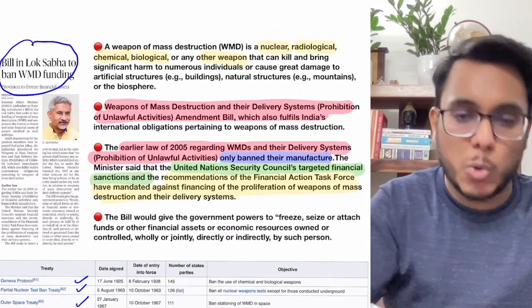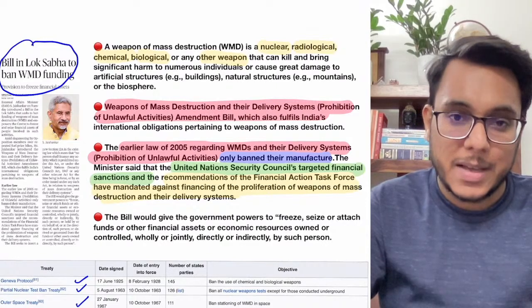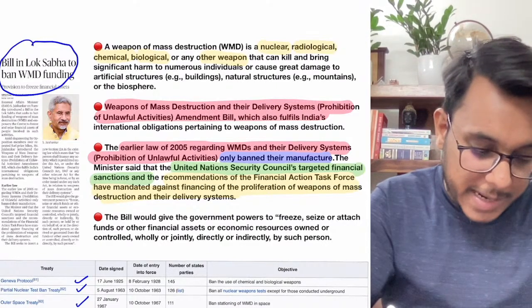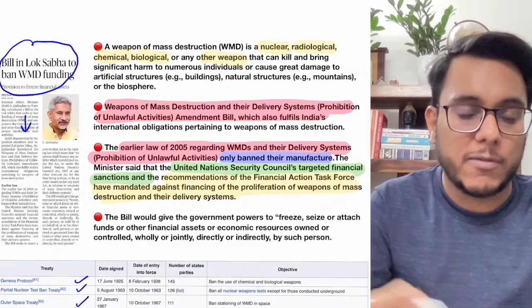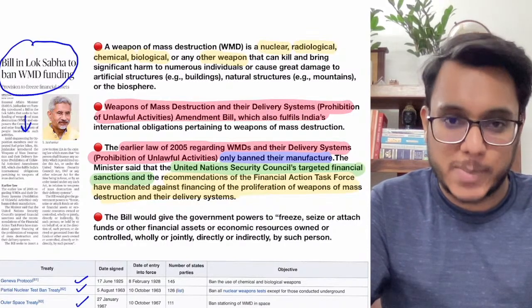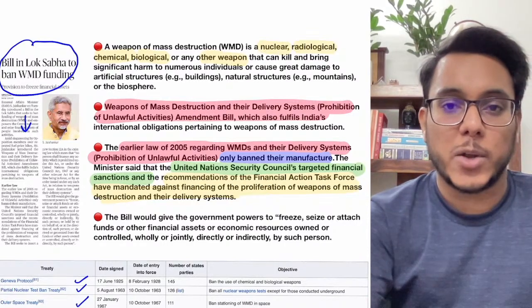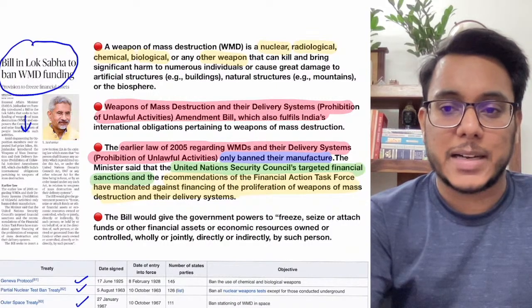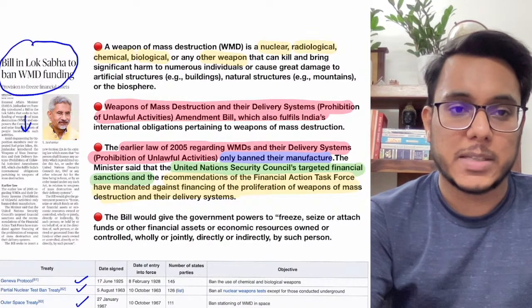Bill in Lok Sabha to ban WMD funding. Now, this particular article will be taken under India's efforts for demilitarization, GS paper number 2. Already I have told you this particular thing also. Now guys, understanding this particular article.